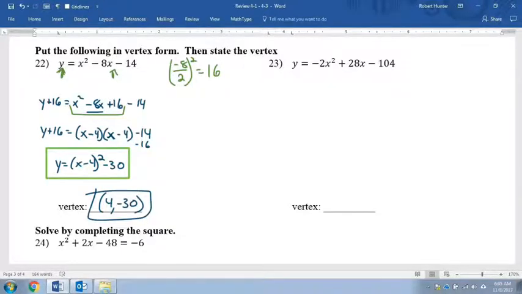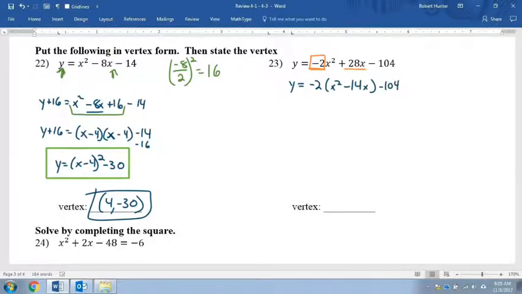Now number 23. Same idea, except we have an a value now. Oh my goodness, we've got an a value. Okay, so let's start off by dividing it out of these two. Since I can't divide it out of y, I'm just going to pull it out of those two. So that's y equals negative 2 x squared. 28 divided by negative 2 is negative 14x minus 104.